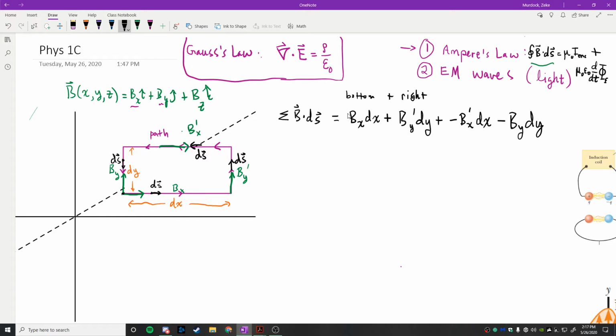Does that equation make sense to you guys? And it's bottom, right, and then this term is the top, and then this term is the left side. I just want to make that a different color so it stands out. Bottom plus right plus top plus left, these are the contributions that we get here. Okay, did that make sense to you guys? Okay, so let's keep that in the back of our minds.